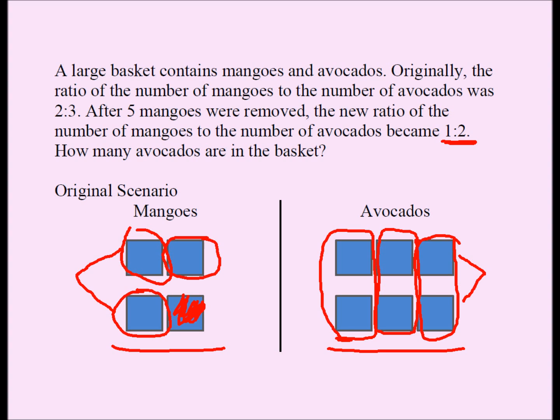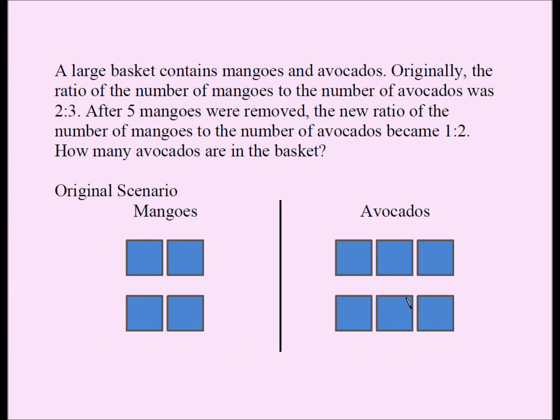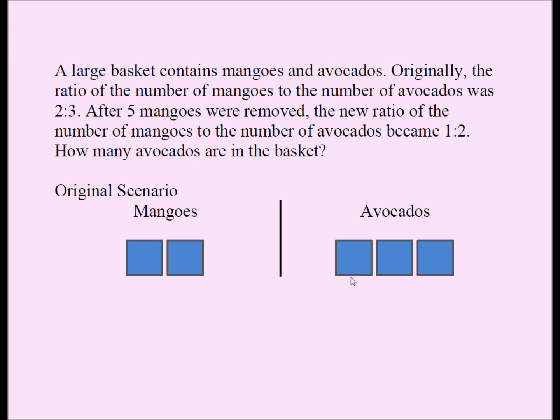I'm going to go over this part once again. Let's go back. This is my original ratio. Now the number of avocados didn't change, so I'm going to take this 2 and multiply 3 by 2, multiply 2 by 2. The ratio will be the same, and that's all I did.